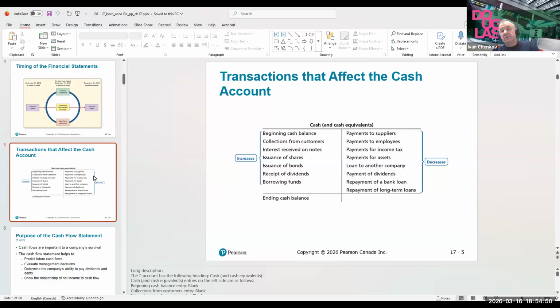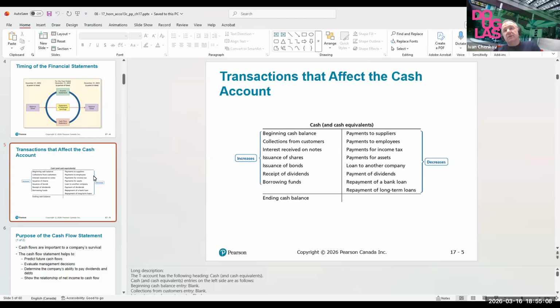If we issue bonds, creating a long-term liability, we borrow money, and that gives a rise in cash. If we receive a cash dividend from another company, that's going to give us cash. If we borrow funds from the bank, that also increases the cash. Now, where is the cash going?